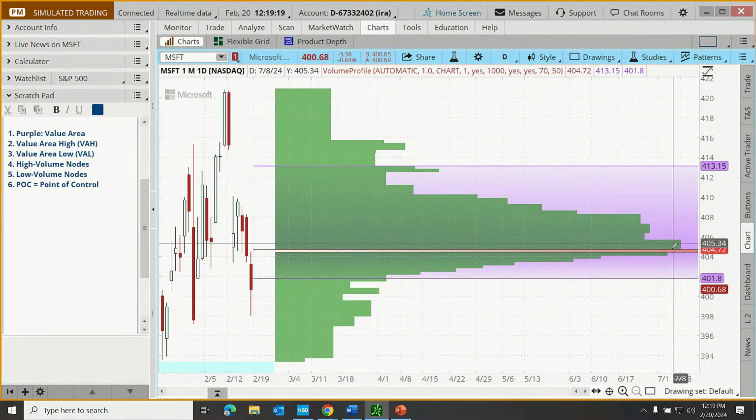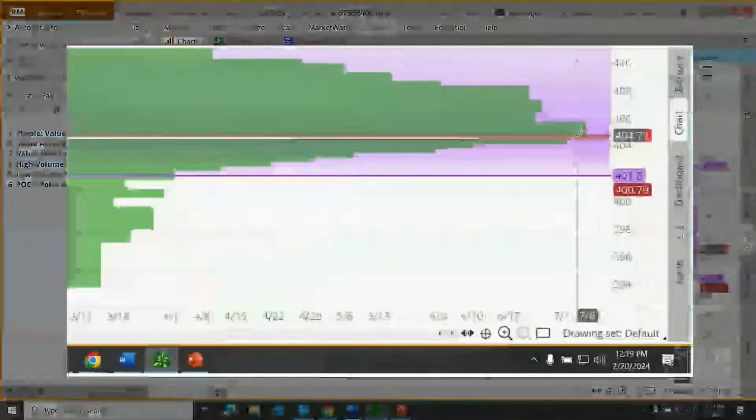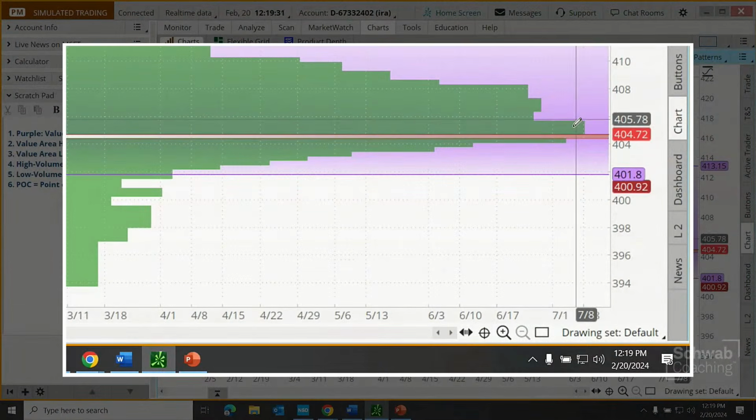If we look at the height, so not the horizontal length, but the thickness of that node, you'll notice it goes from about $405, with a little bit of rounding, we'll call it 404.75, up to about 405.70. It's about a $1 high node.